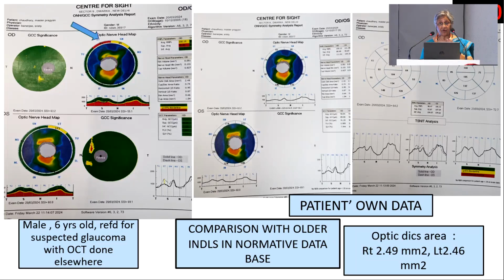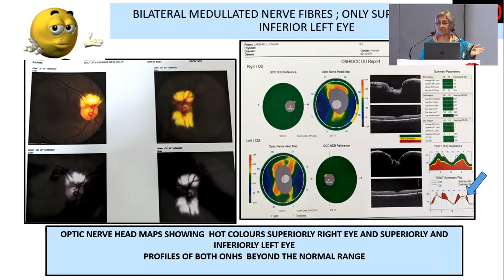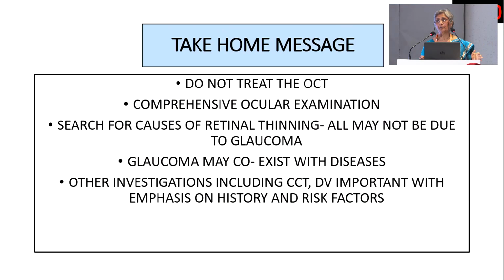So we have to also understand, little children, 6 years old, 7 years old, get referred to us as a case of query glaucoma. Please understand, we can do the OCT and use the patient's own data without using the normative data in order to go ahead and diagnose the case and follow up the case. This is a case of papilledema. One must have a look at the clinical features, medullated nerve fibers, all of which give us a very good idea about whether a patient is actually having glaucoma or some other disease.